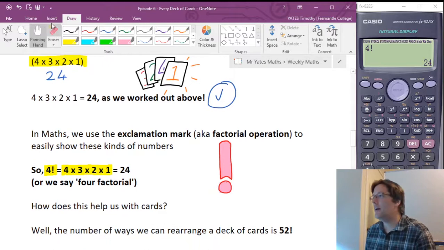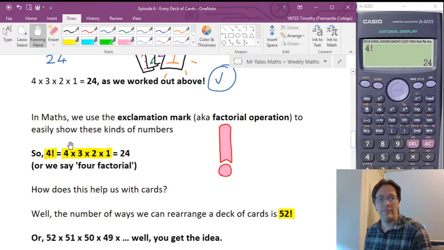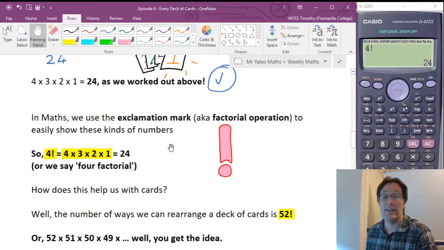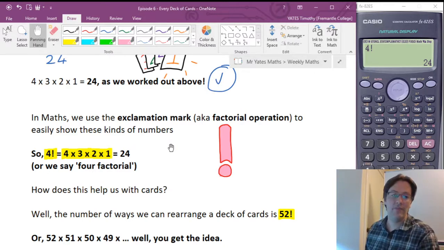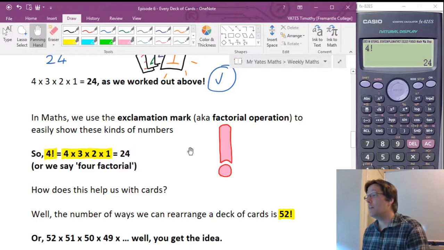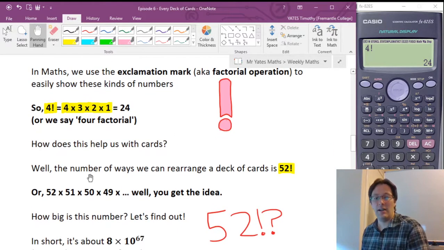So the number of ways we can arrange a deck of cards is 52 factorial. Or, and this is where the exclamation symbol makes things easier for us, we could think of it as 52 times 51 times 50 times 49 times, well, you get the idea. So, how big is this number?